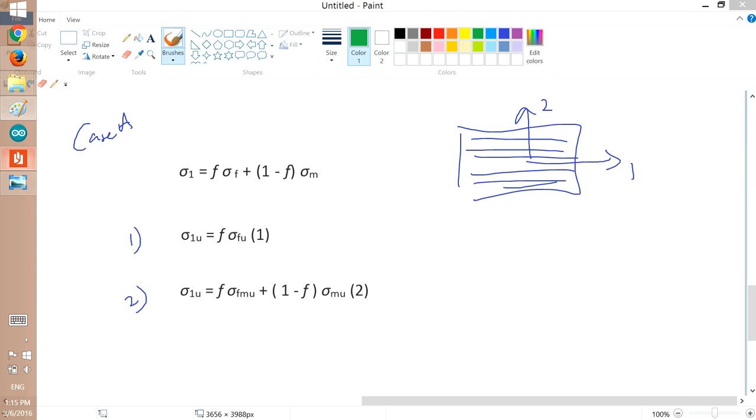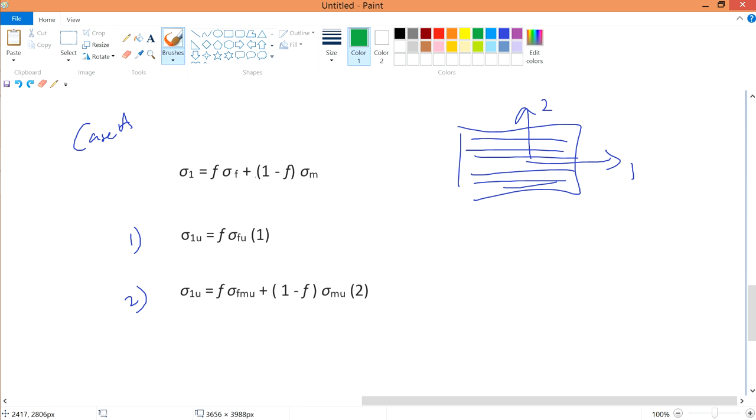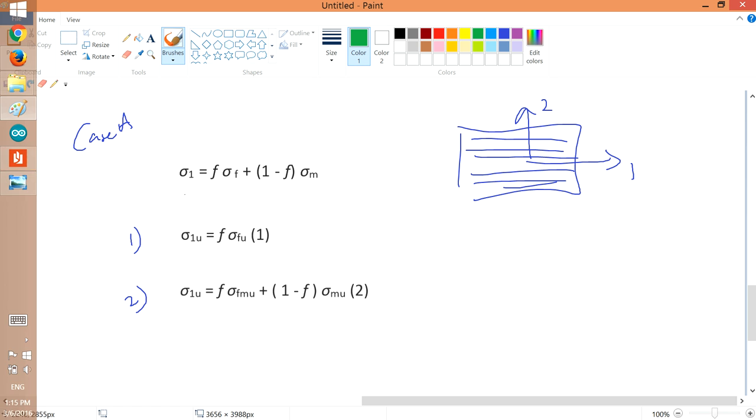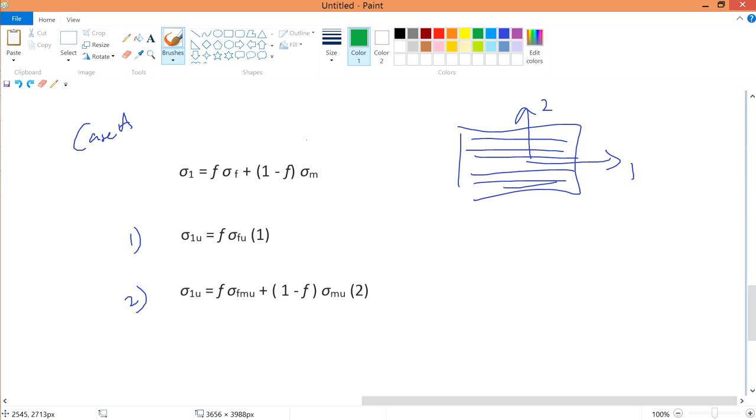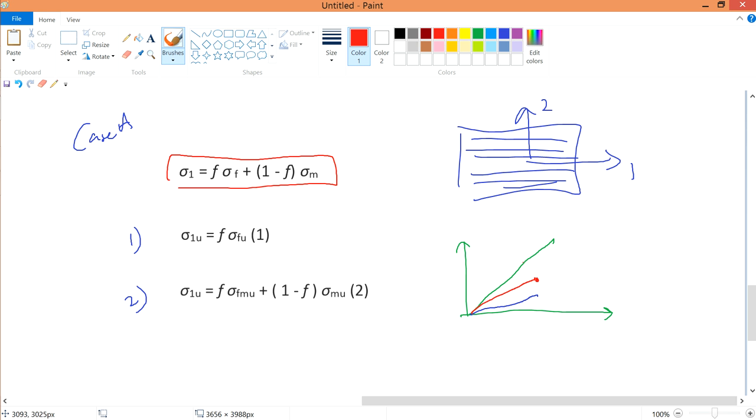I'll stop around here, but I may need to repeat again for you to fully understand what is exactly going on. So this is for case A, if the matrix is weaker than your fiber. This is the stress-strain curve of your fiber, and this is the stress-strain curve for your matrix. Using the rule of mixtures, you will know that the overall composite is this line, the amount of stress it can take. This is stress 1. Hopefully this is all clear.